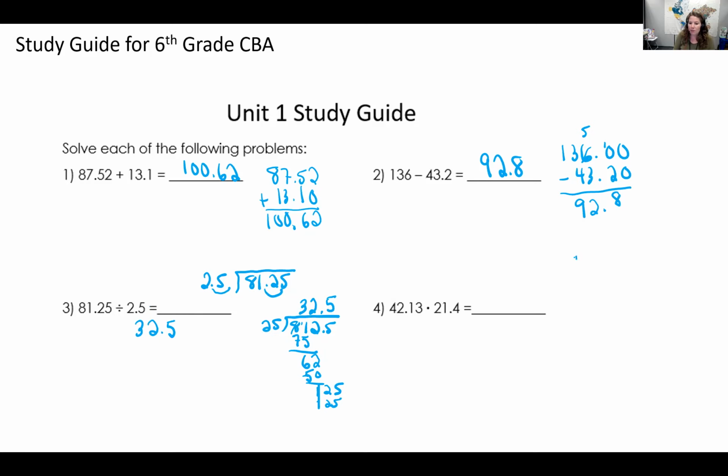And number 4, we line up those last digits on top of each other. So 21.4. All right, so we're going to multiply one at a time. 4 times 3 is 12, carry the 1. 4 times 1 plus 1 is 5. 4 times 2 is 8. 4 times 4 is 16. Going to the next number, we're going to add a 0. 4213 times 1 is 4213.